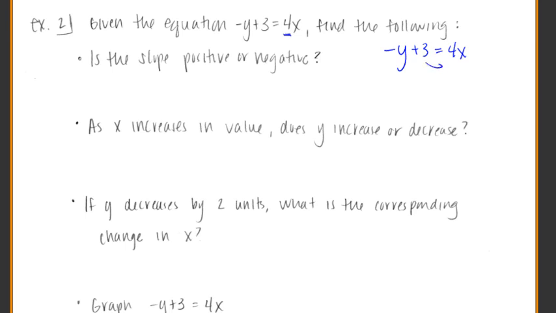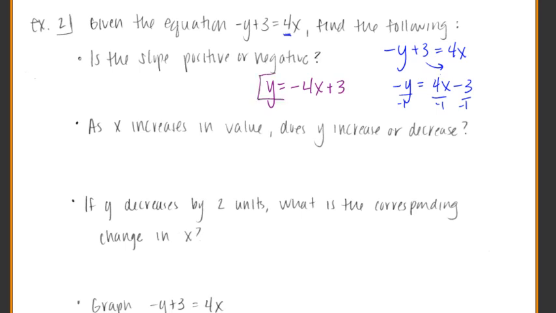Slope-intercept form tells me I've got to isolate my y. So -y is equal to 4x, moving that over, so now it's -3. But I don't want -y equals, I want y equals. So let's divide off that coefficient. And so in slope-intercept form, our equation really is y is equal to -4x plus 3.